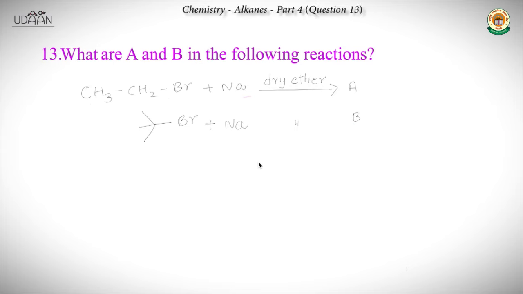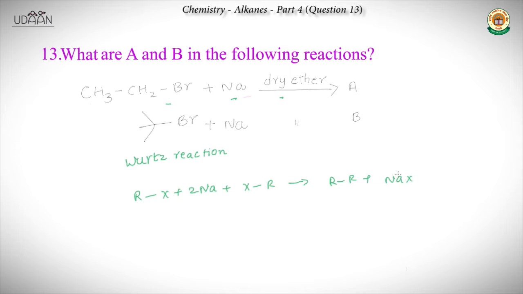Alright, so question number 13, fairly straightforward. What are A and B in the following reactions? So, first, see what are the reactants given to us. You have alkyl halide, sodium in presence of dry ether. Now this suggests that this is Wurtz reaction. If you remember the Wurtz reaction, you have RX plus 2Na plus RX, you will get R-R plus NaX.